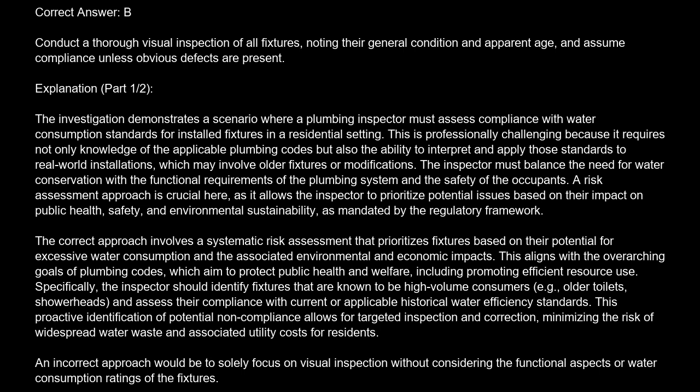of the occupants. A risk assessment approach is crucial here, as it allows the inspector to prioritize potential issues based on their impact on public health, safety, and environmental sustainability, as mandated by the regulatory framework.